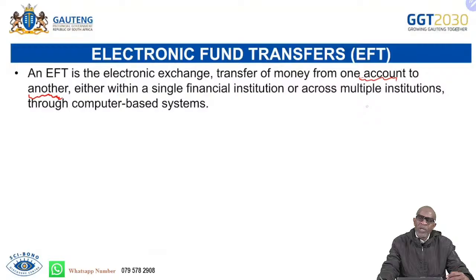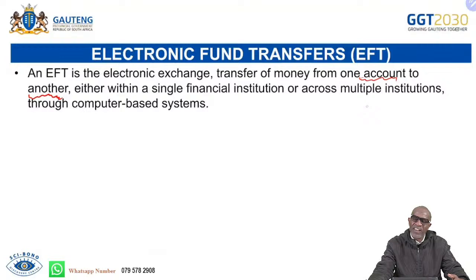the sender will use a different bank from that of the receiver. So I can be using Standard Bank and the person whom I would like to send cash to is using FNB. That is also possible with electronic fund transfer. So hence we are told that it happens within a single financial institution, and it can also be applied across different or multiple financial institutions through a computer-based system.